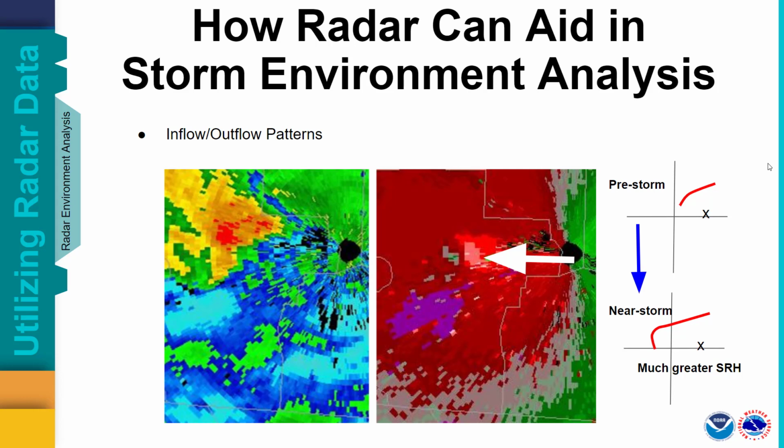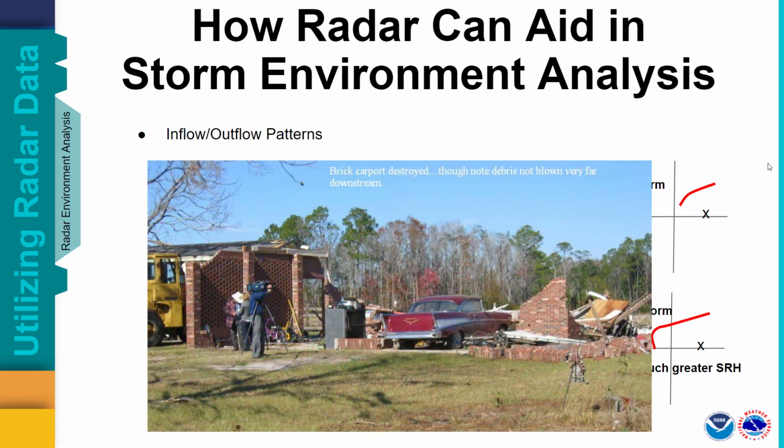Instead, the mesoanalyst must mentally adjust the sounding or hodograph based on these types of signatures to better understand the actual environment the storm is experiencing and what that could lead to. Not an easy task. The storm ended up producing a tornado that caused some damage, as shown here.